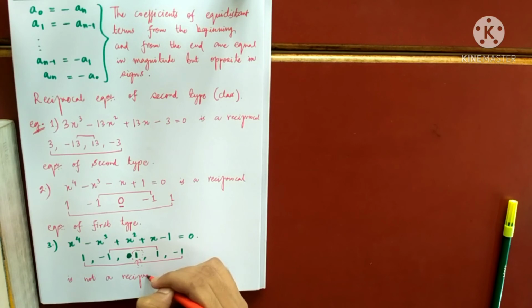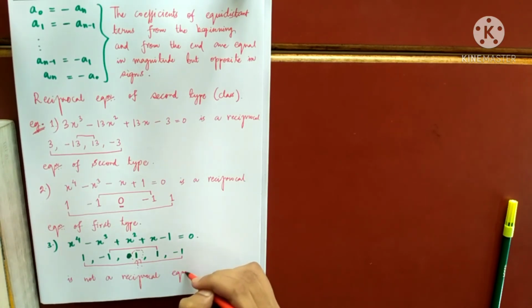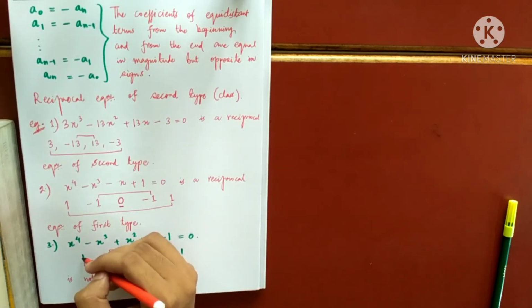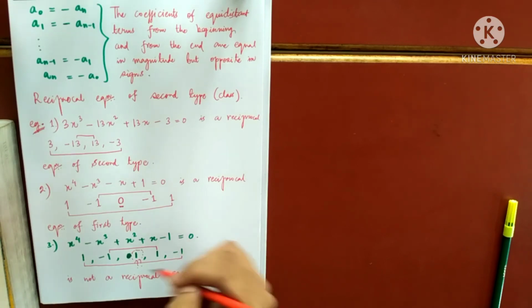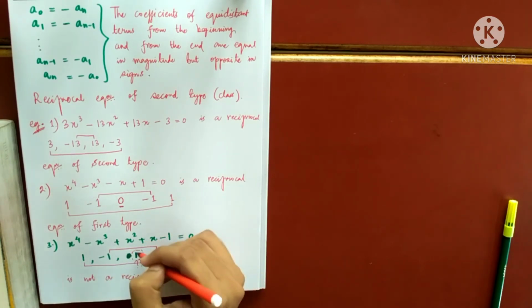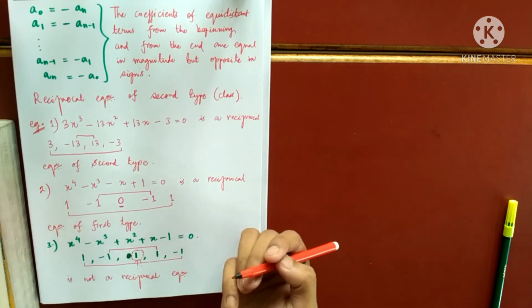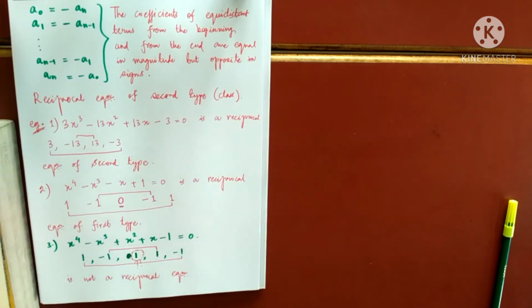Again, let me explain the reciprocal equation. The condition was that this should have the opposite sign of this one, this should have the opposite sign of this one, and this should have the opposite sign of this one, but that is not possible. So definitely this is not a reciprocal equation.